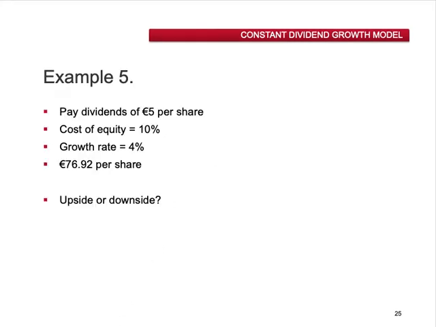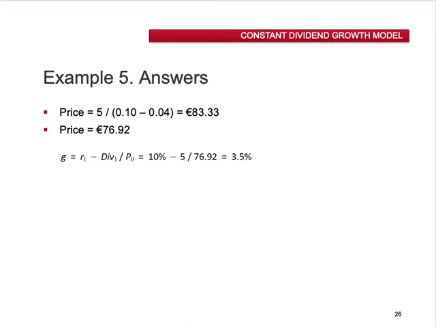Let's have a look at another example, number 5, about using information in market prices. Suppose BMW will pay a dividend this year of €5 per share. Its equity cost of capital is 10%, and you expect its dividends to grow at a rate of about 4% per year, though you're somewhat unsure of the precise growth rate. If BMW stock is currently trading for €76.92 per share, how would you update your beliefs about its dividend growth rate? Is there upside or downside? Good luck.